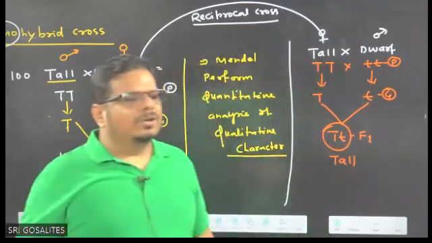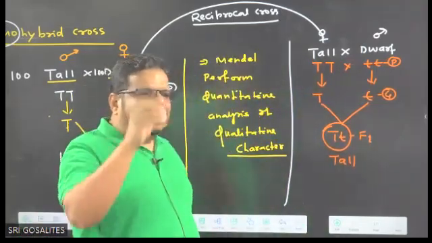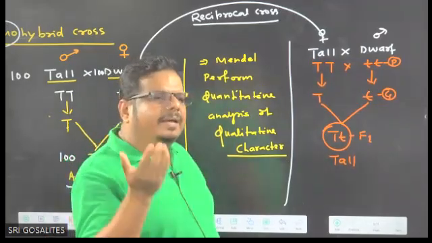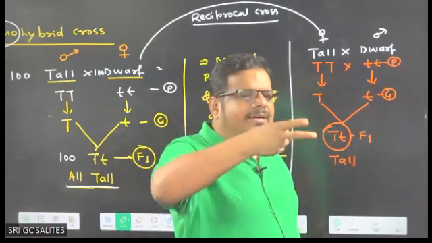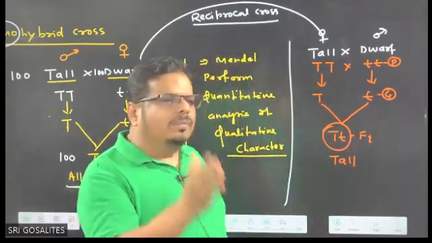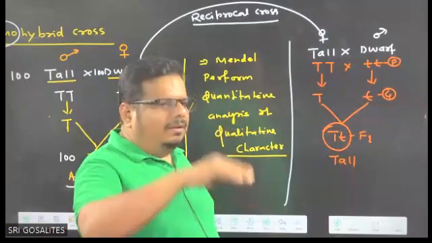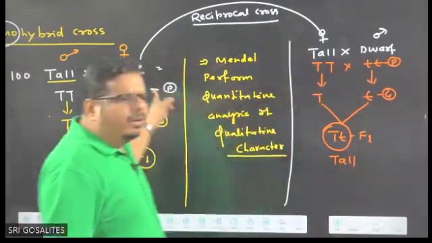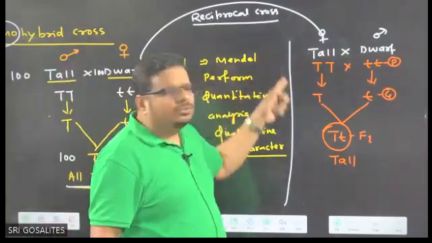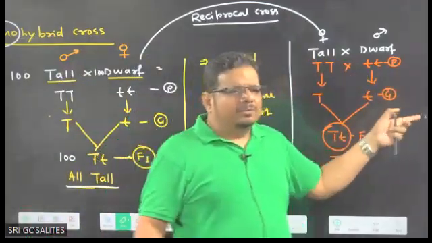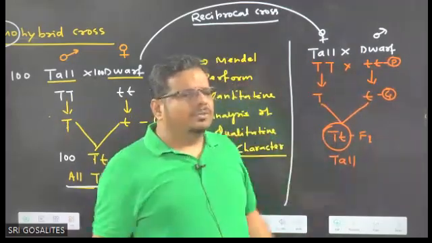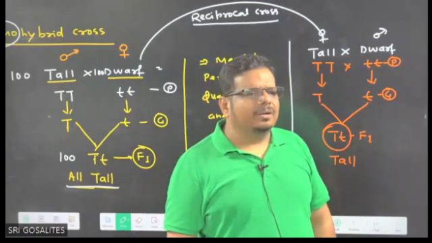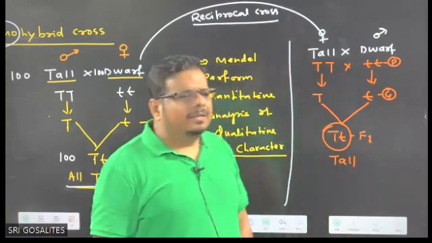In a reciprocal cross, what are we doing? One time we have taken male as tall. Next time we have taken female as tall. We just did it vice versa. Who was tall became dwarf. Male was tall, here female is dwarf. Next time female is tall and male is dwarf. So it is just reversed. Such a kind of cross is called which one? Reciprocal cross. Understanding the idea or not? Is it clear in the mind?